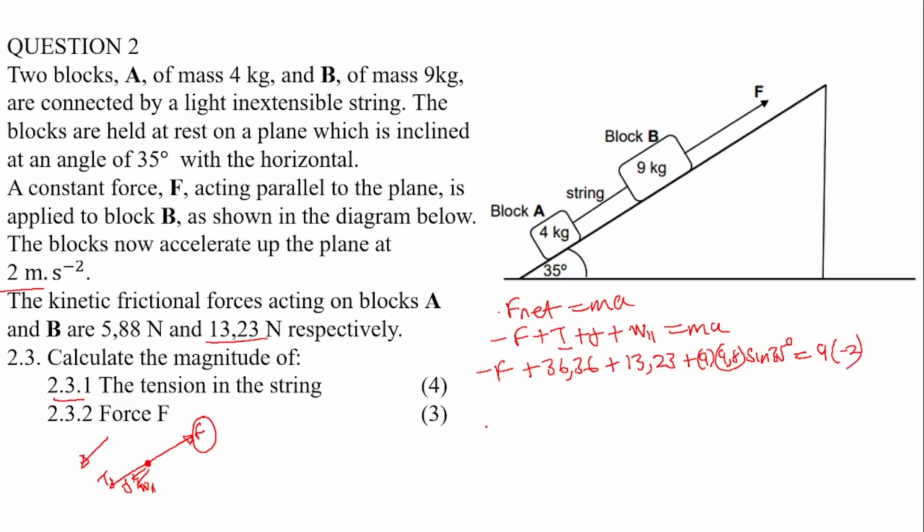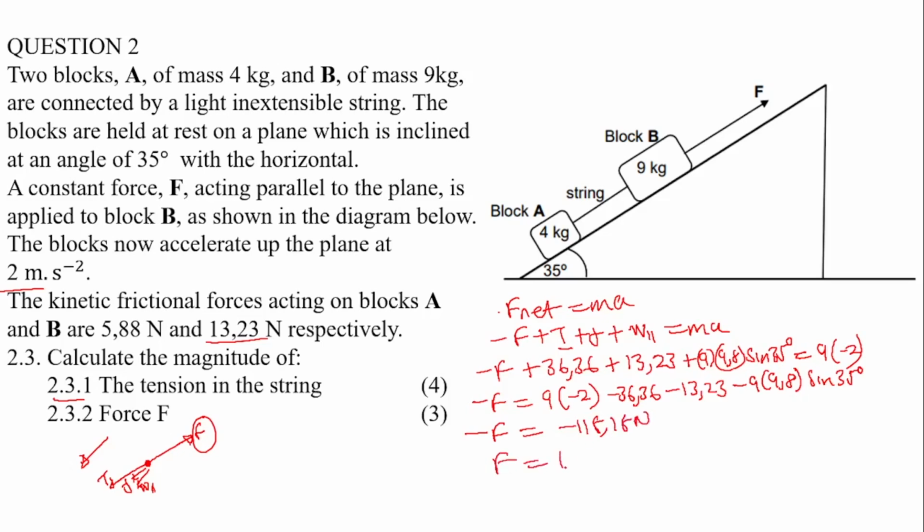Okay, then we can transpose everything. Negative F is equal to 9 times negative 2 minus 36,36 minus 13,23, then minus 9 times 9,8 times sine 35 degrees, and we get negative F is equal to negative 118,18 newtons. Then F is equal to 118,18 newtons, like that. Okay.